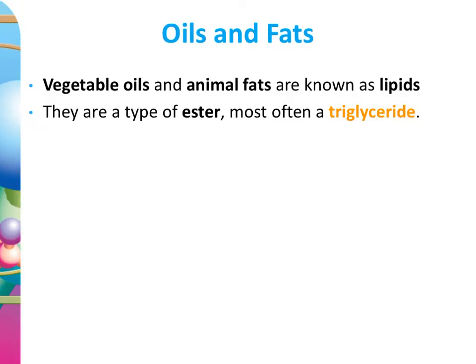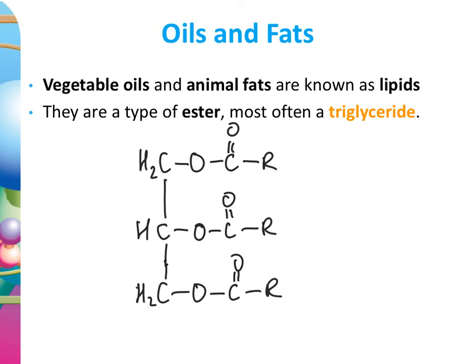Right, so vegetable oils and animal fats are a type of ester, and they are most often a triglyceride. As far as the chemistry course is concerned, we're only going to focus on a triglyceride. So that's what I'm going to draw now, so we can see what a triglyceride looks like. Okay, so there's our triglyceride. A few things to point out. It has a backbone, or what we can think of as a backbone.